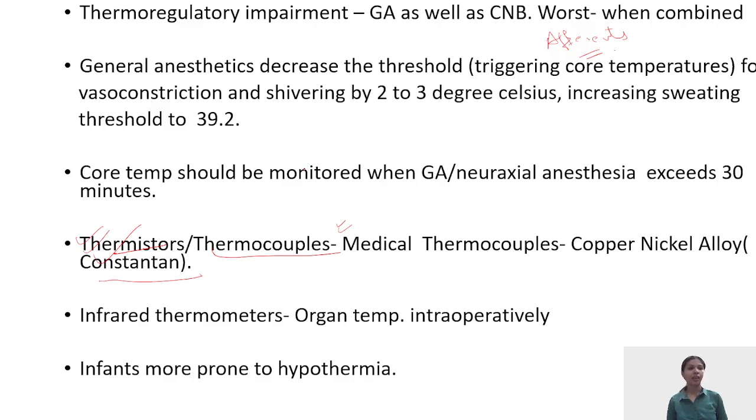That's it. Now, one thing that is asked quite frequently is why infants are very prone to hypothermia. See, infants are very prone to hypothermia because of their increased surface area. Infants have a very large surface area in comparison to adults, and thus the heat loss is very high, and thus they are very prone to hypothermia in comparison to adults.